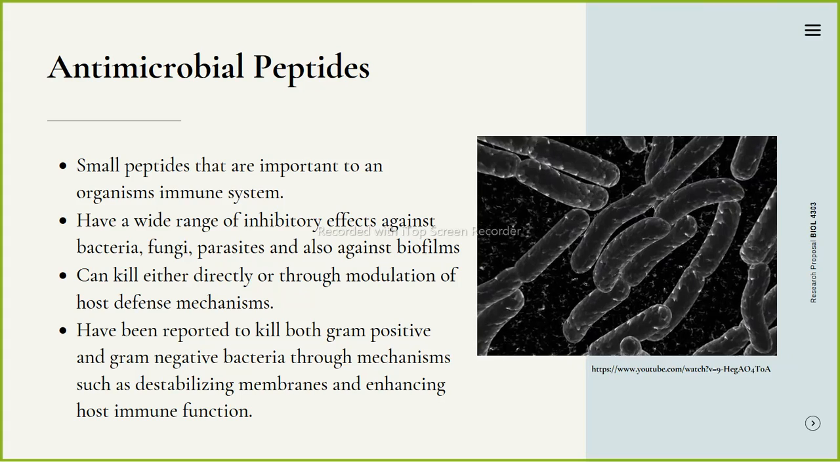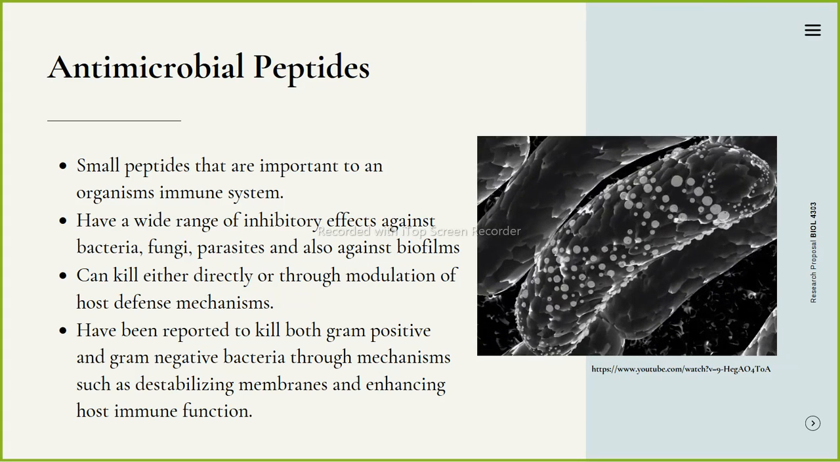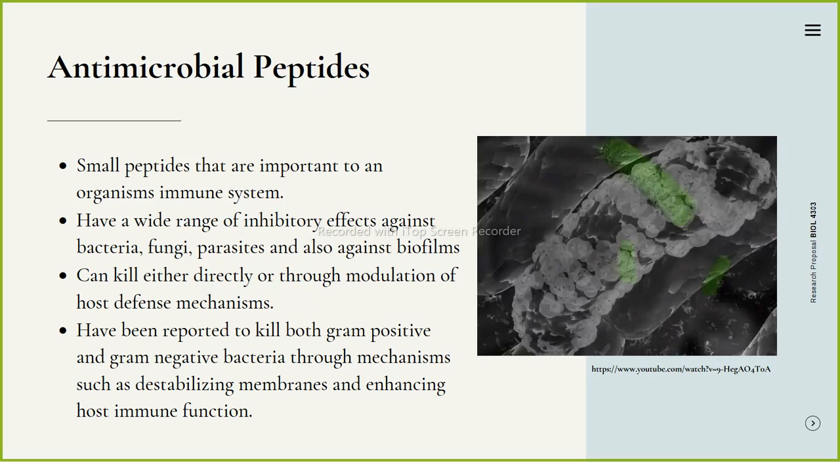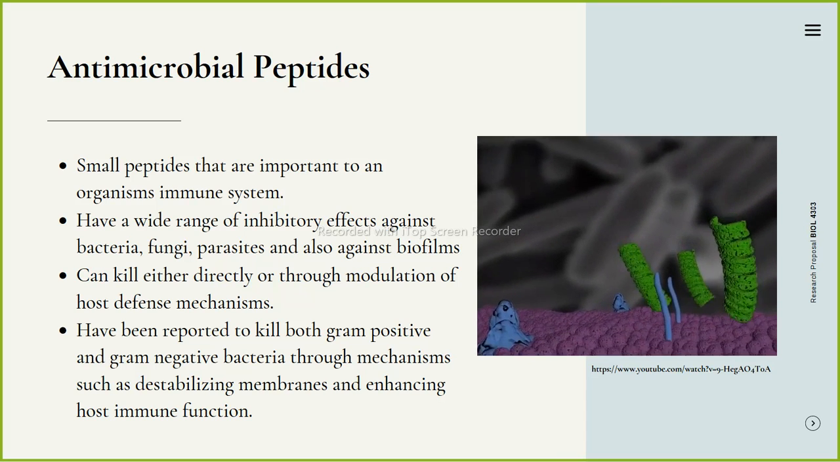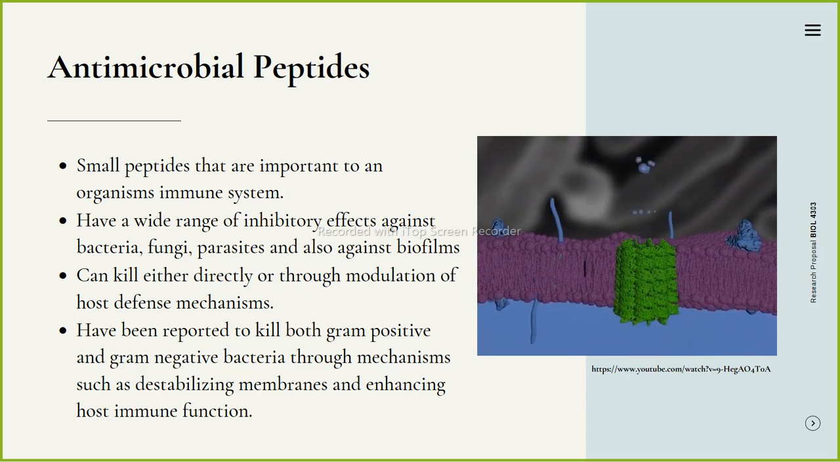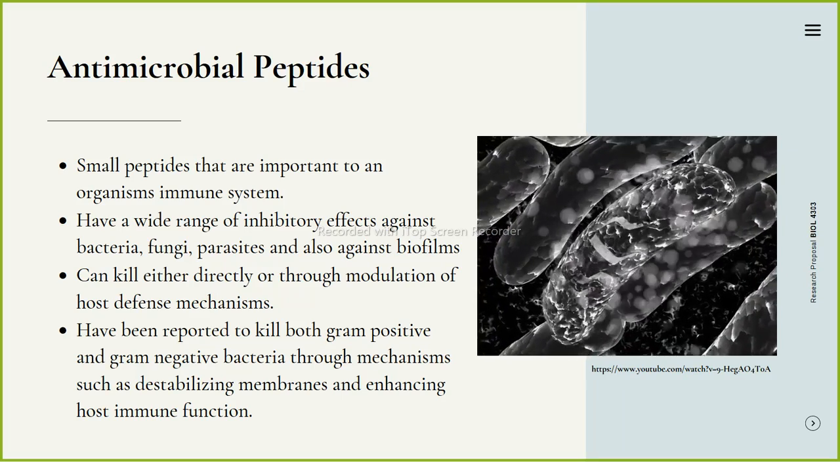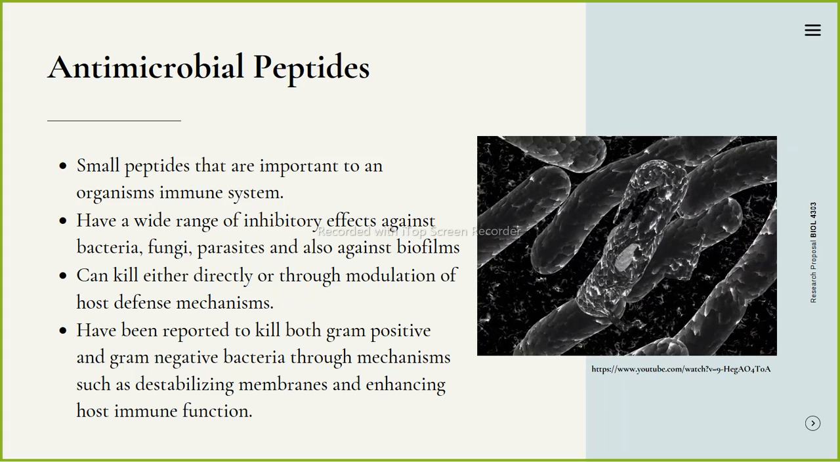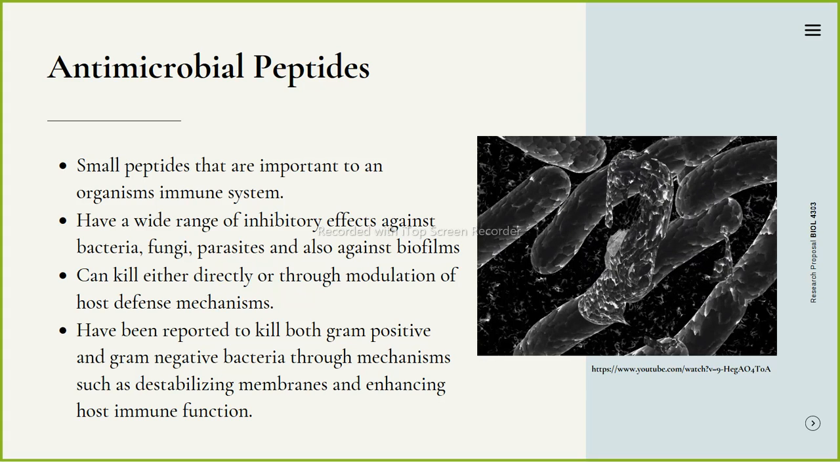So antimicrobial peptides are small peptides that are in an organism, and they're important to its immune system. They've been documented to have a wide range of inhibitory effects against bacteria, fungi, parasites, and also, for the sake of our proposal, biofilms. They can either kill the bacteria directly, or they can modify a host defense mechanism, so the immune response. They've been reported to kill both gram-positive bacteria, the kind we're looking at, but also gram-negative, through mechanisms like destabilizing membranes and enhancing host immune function.